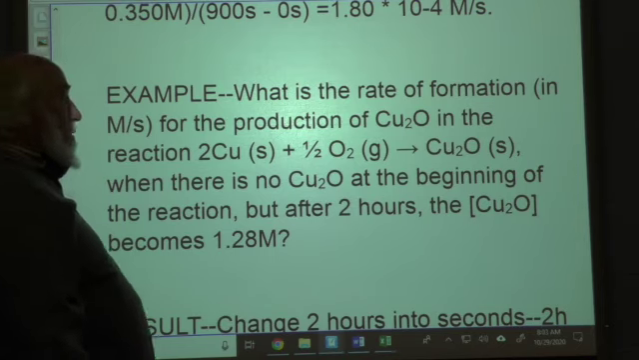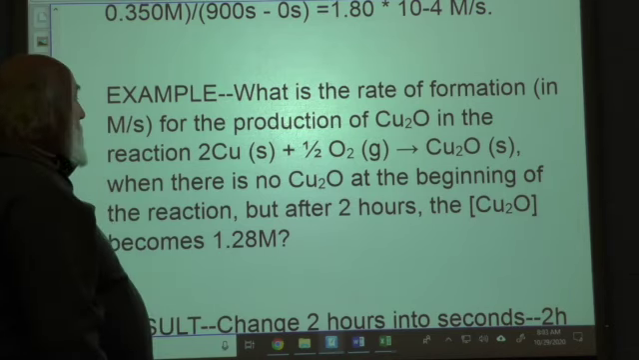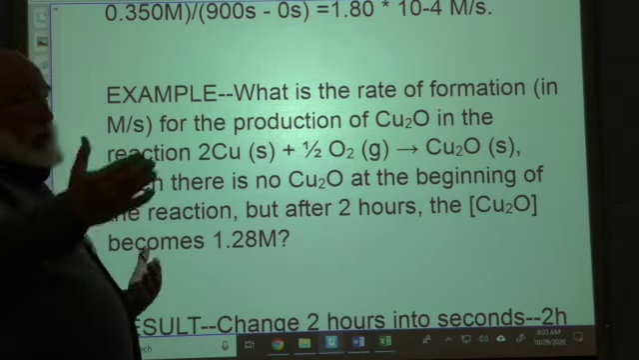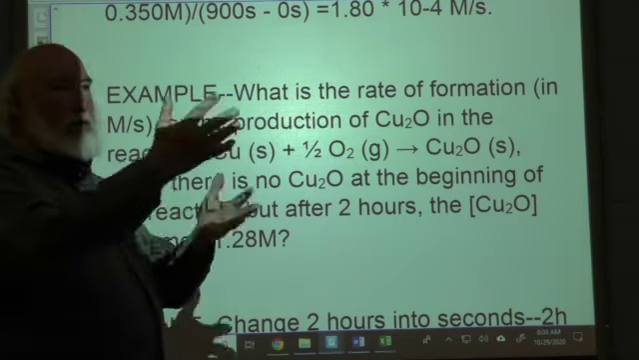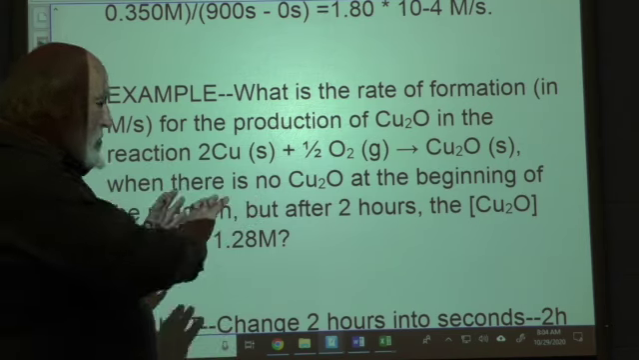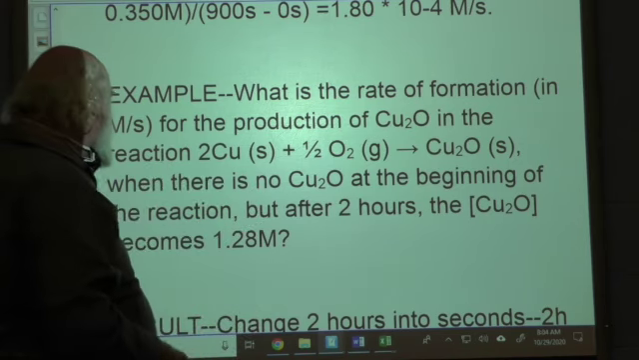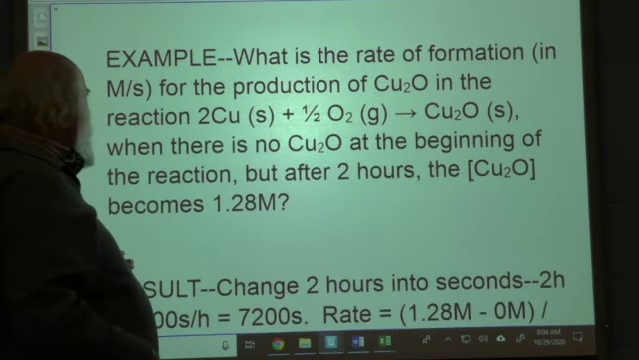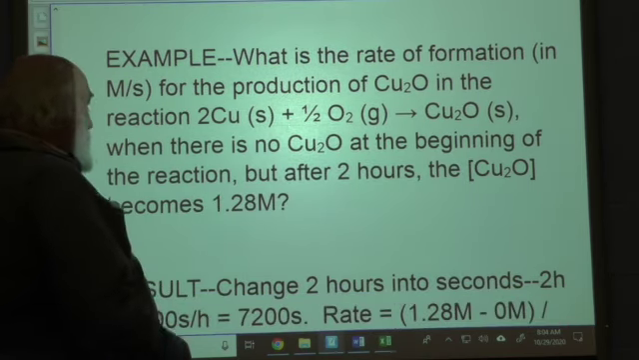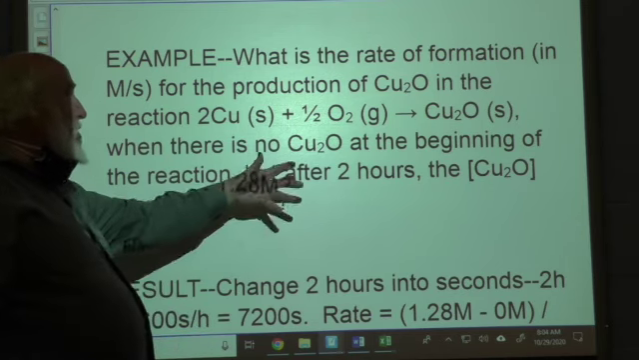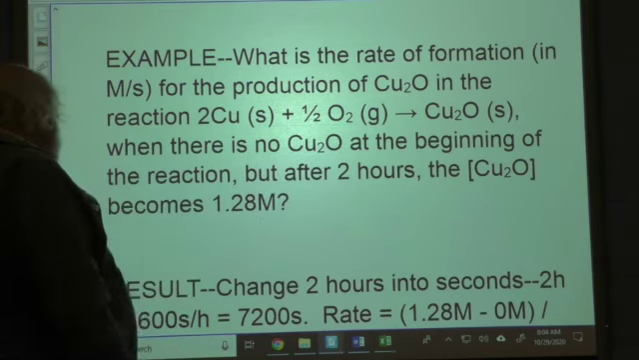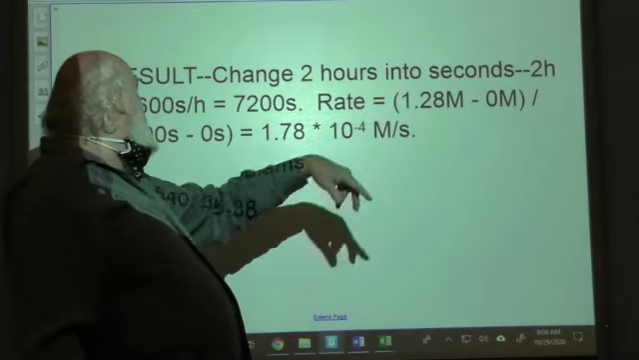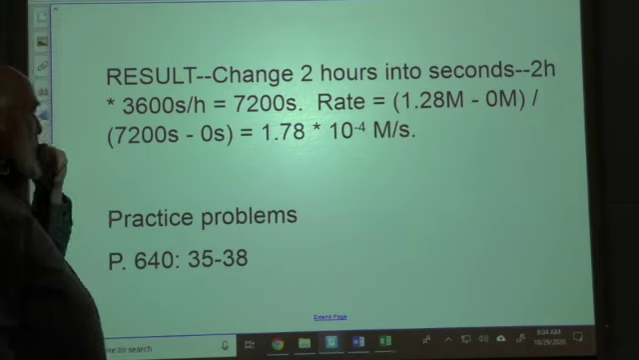Another example, rate of formation in moles per liter of the Cu2O. So now this is going to be a positive now. We're looking from the product's point of view. So it starts at 0 and goes up. So now your initial is 0, and your final is 1.28 moles per liter. This is a fairly slow reaction, so it takes 2 hours to get to this point. So we got to change the 2 hours into seconds, and that gives you 7,200 seconds.